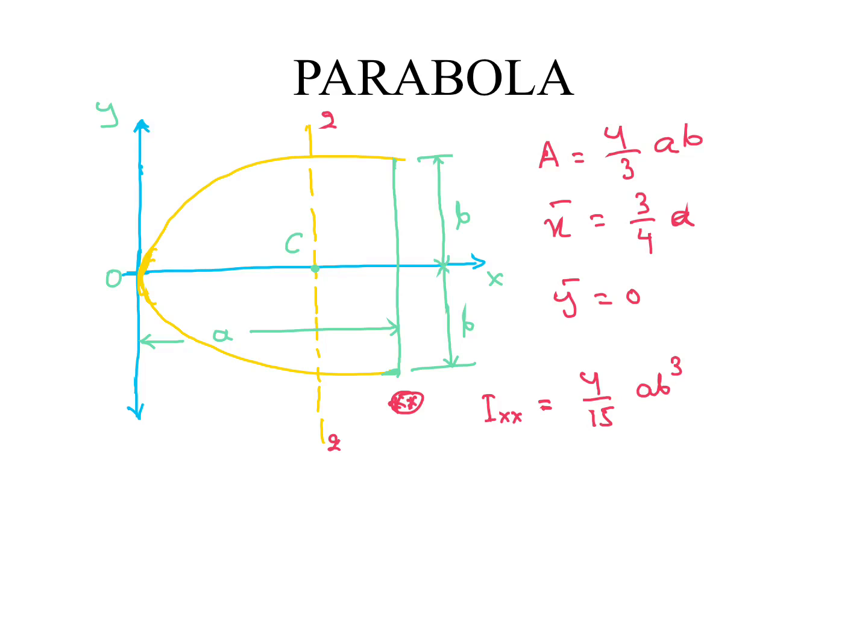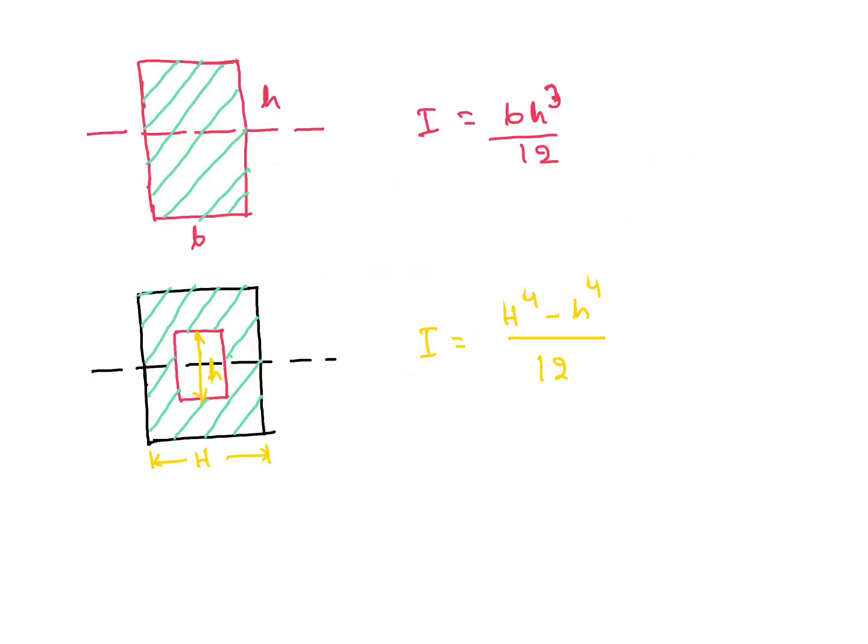For rectangular section having base b and height h, moment of inertia along this axis, let it be C. IC is b h cube by 12. Here also for hollow rectangular section, this is very important. So many times asked in a lot of examinations. Even in GATE also, this is very important. I equal to capital H to the power 4 minus small h to the power 4 divided by 12.